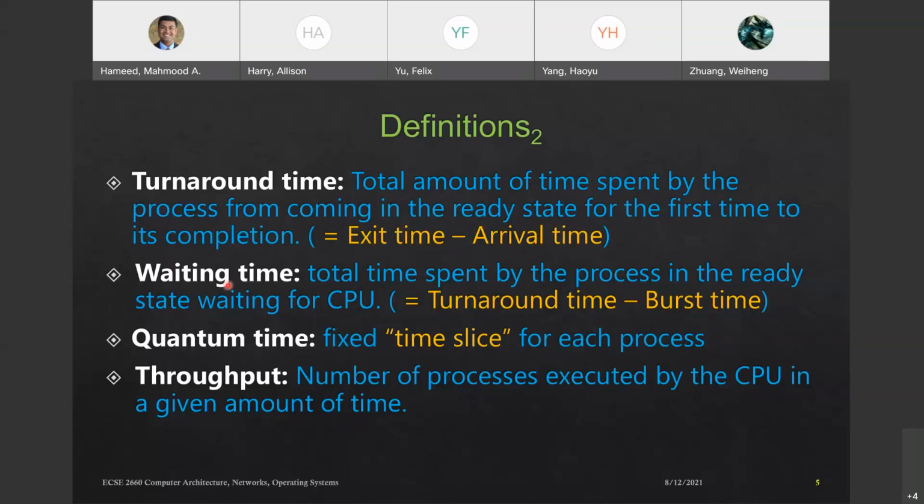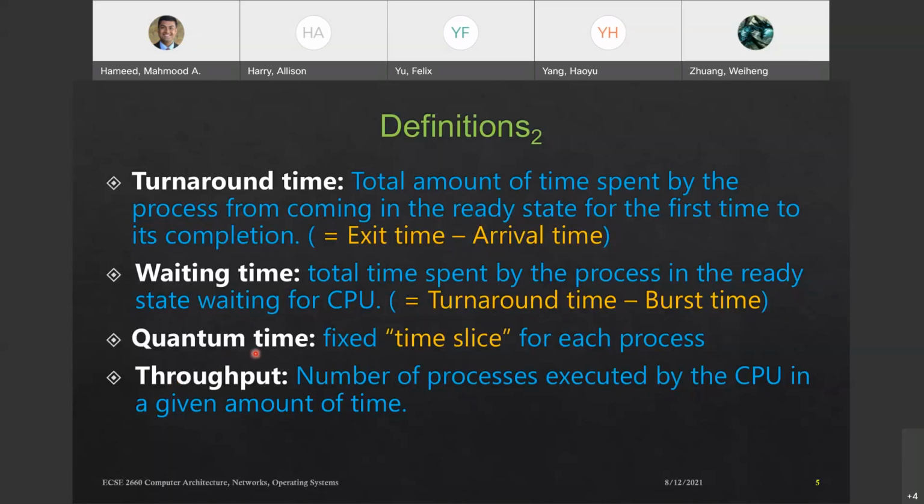Next, waiting time. Total time spent by the process in the ready state waiting for the CPU. So this is turnaround time minus burst time. Turnaround time is start to finish. Burst time is how much time the CPU was used. The difference between them is how much time you had to wait.